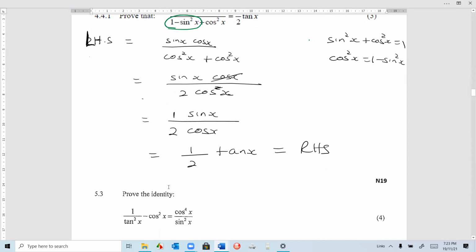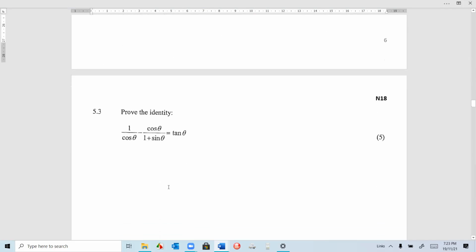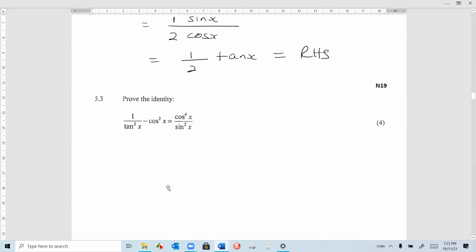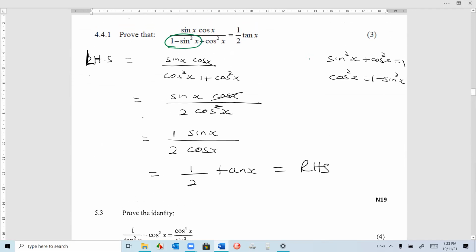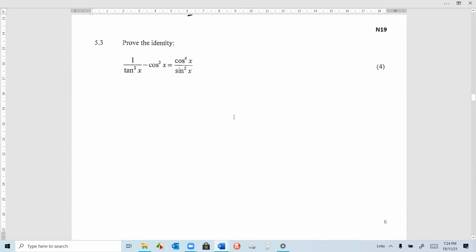The chances of actually having to work out the right hand side and then do the left hand side. You can start any side you want to. Take the one where you can actually simplify, and then you want to get the other side. So this is called a trig identity. Okay, let's do one more.